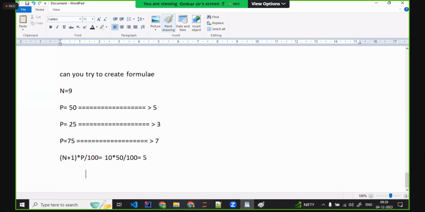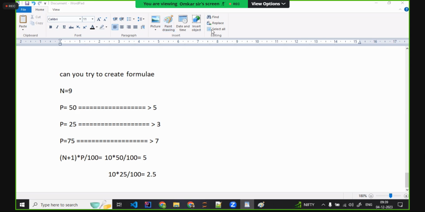Then next also will be valid. 10 into 25 by 100. How much? 2.5 comes, no? And then you said 3. You said 3. I asked you to make a simple formula. You engineers. Tell me, engineers. N equal 9. You said 5 equal 50 and 3, 7. Everything should be valid, no?